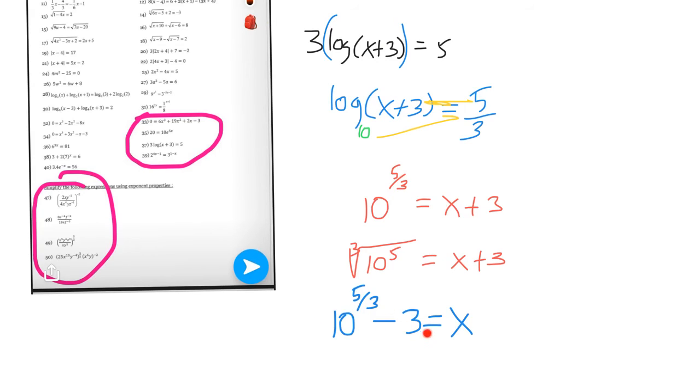And that is something you definitely plug into your calculator. Just be careful when you plug in 10 to the 5 thirds, make sure the 5 over 3 is in parentheses. So 10, upward arrow, 5 over 3 in parentheses, and then subtract 3 from that, and that should be the answer. All right, so that is that one.